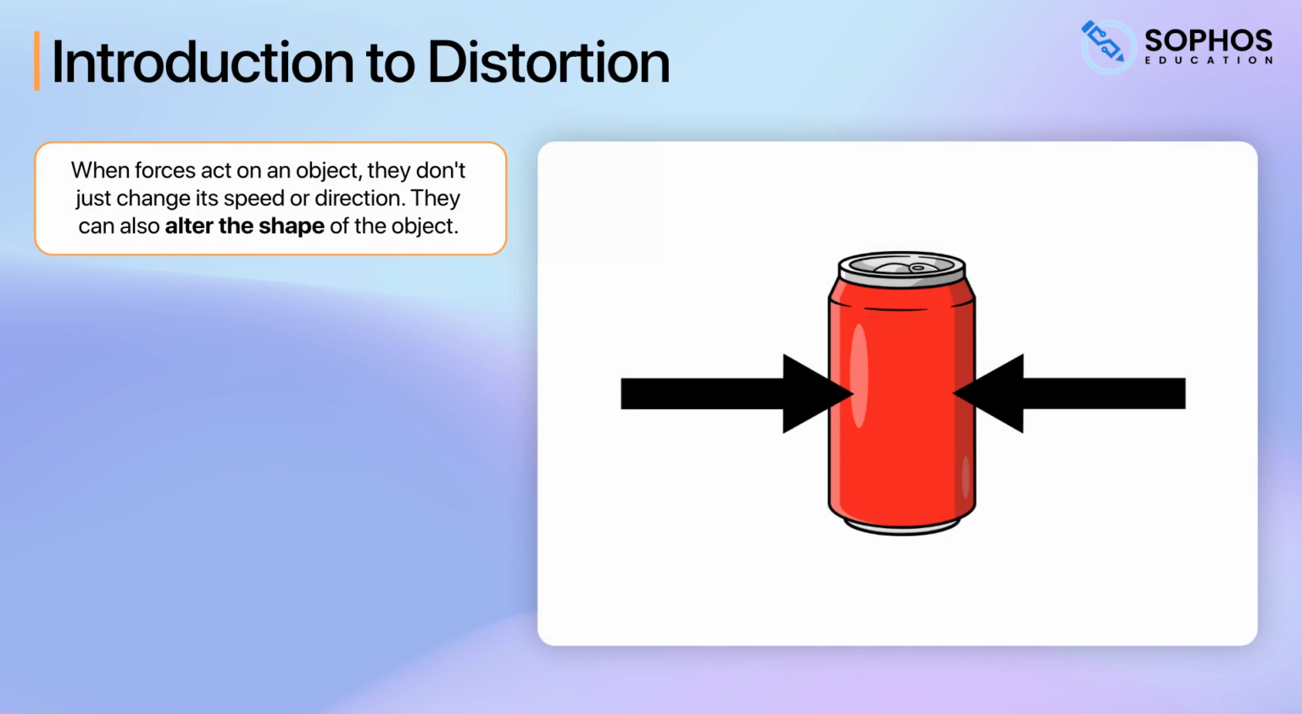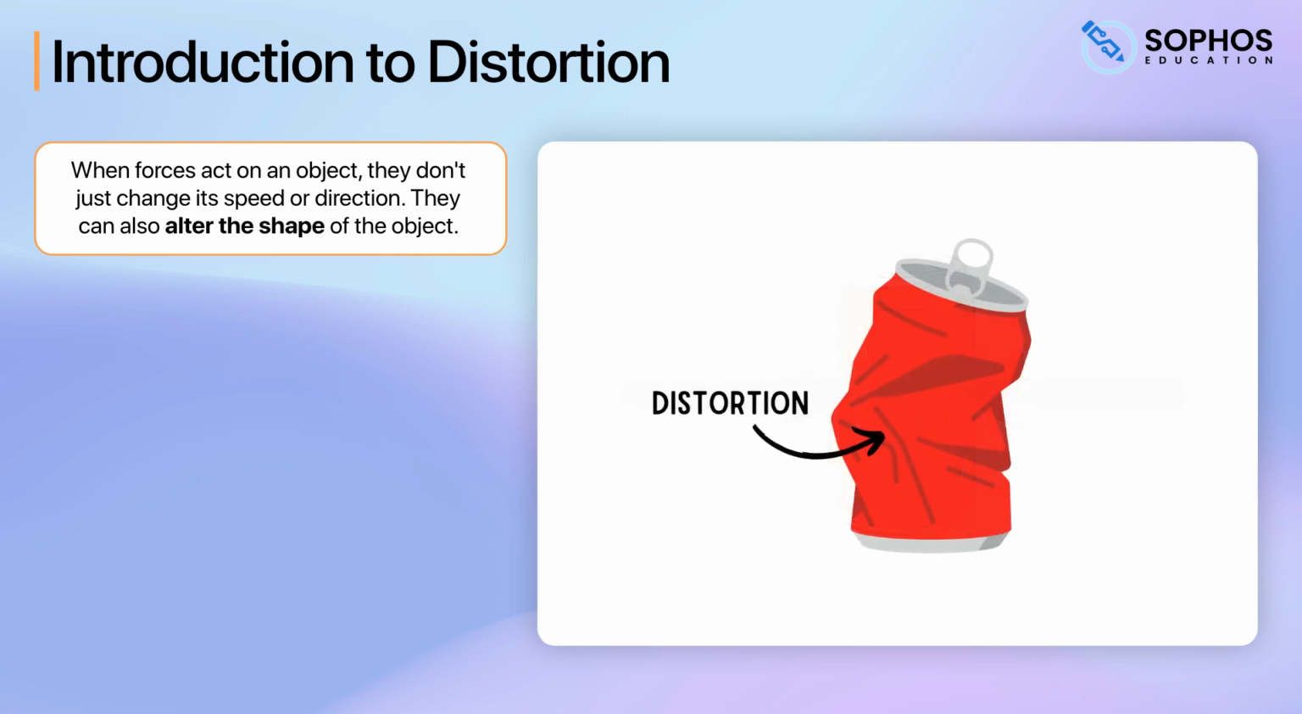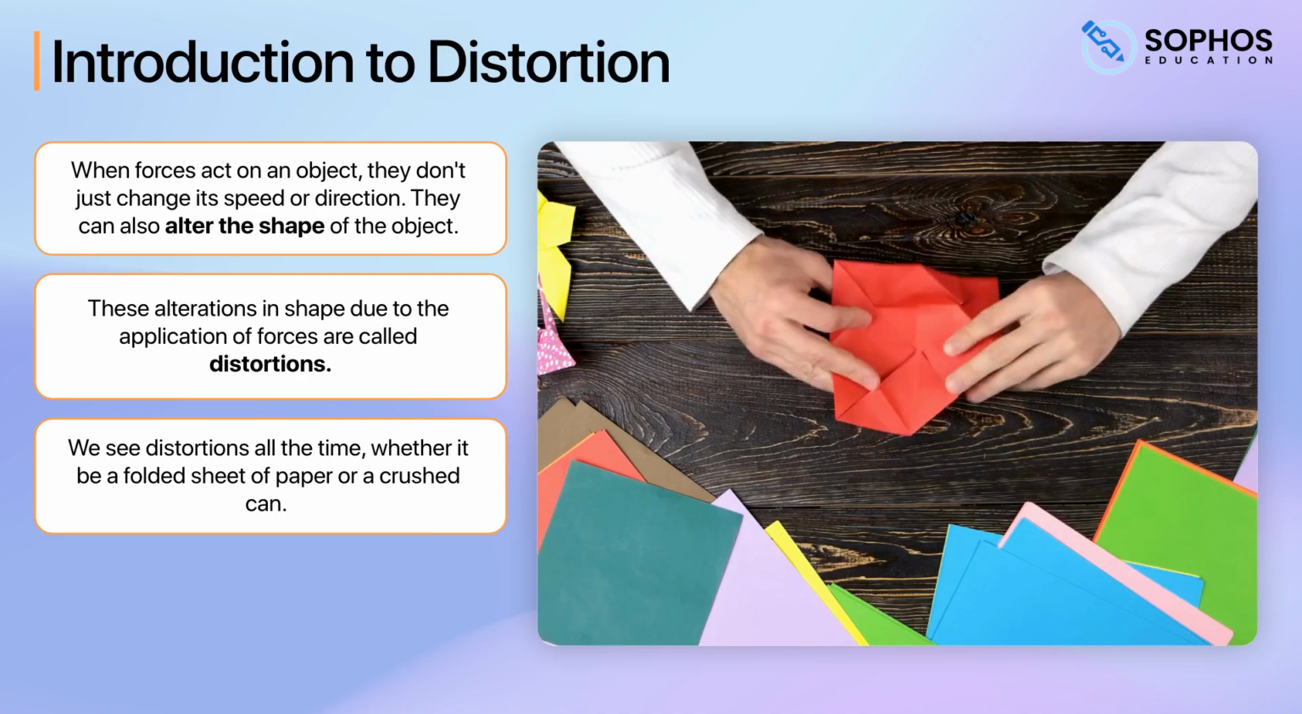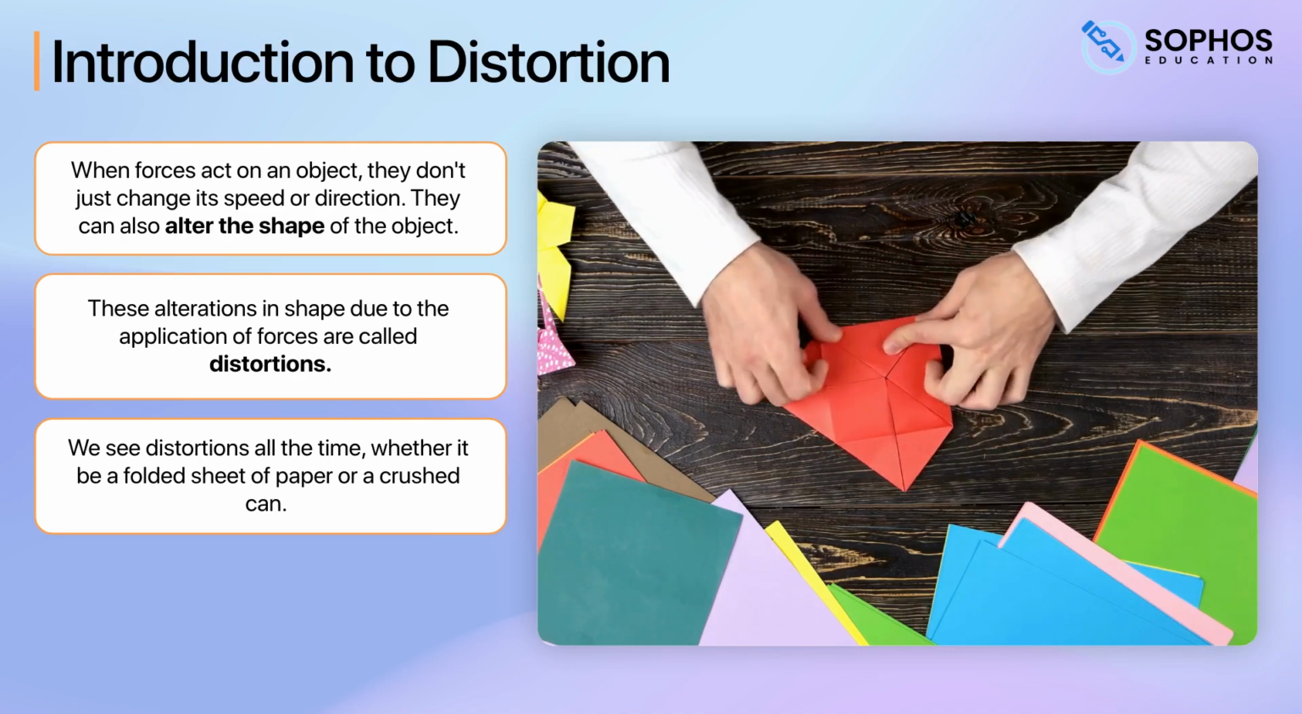When forces act on an object, they don't just change its speed or direction. They can also alter the shape of the object. These alterations in shape due to the application of forces are called distortions. We see distortions all the time, whether it be a folded sheet of paper or a crushed can.